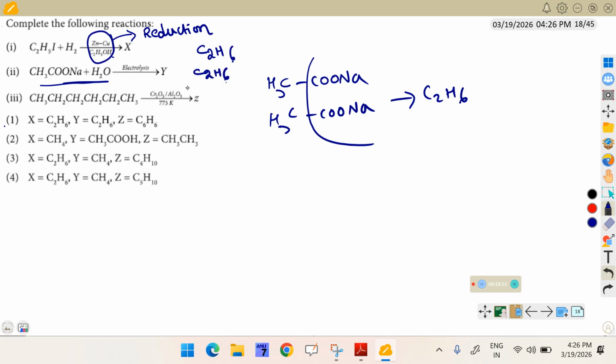Next, Cr2O3 Al2O3. Cr2O3 Al2O3 favors aromatization. Alkanes with a minimum of 6 carbon atoms react in the presence of Cr2O3 Al2O3, aromatization takes place and it gives the aromatic compound benzene. So first option, correct option.